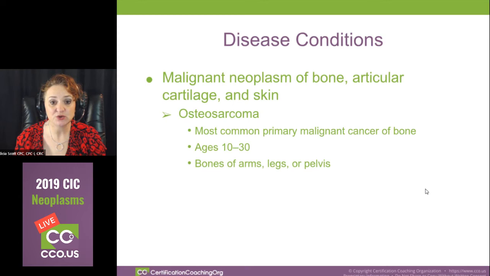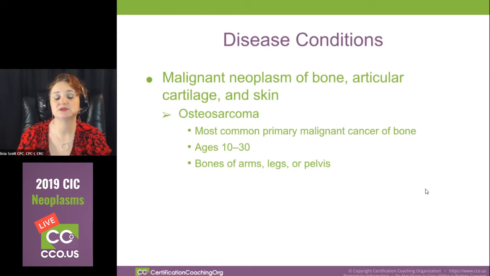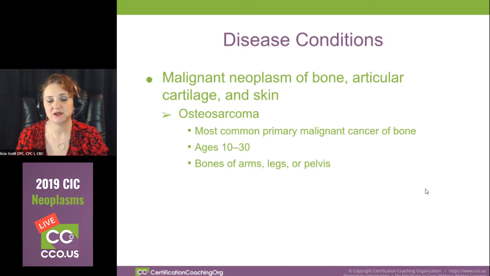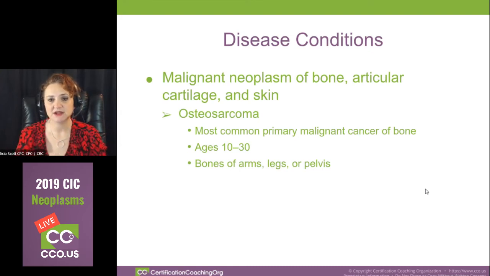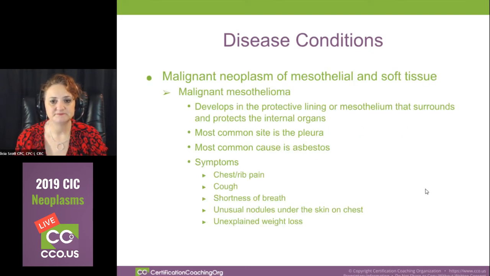Continuing with malignant osteosarcoma. It is the most common bone cancer. The thing about that is it's usually identified between ages 10 to 30, so it's a younger cancer. When it shows up, it likes to show up in the arms, the legs, the extremities, and the pelvis. That's usually where they find it. So there's a knot on the leg of a child. You think, what is that? And then come to find out it's an osteosarcoma.